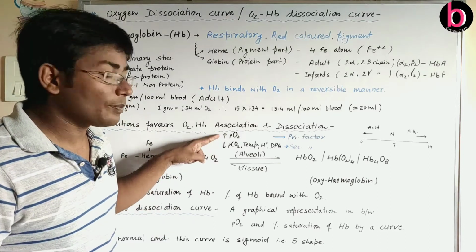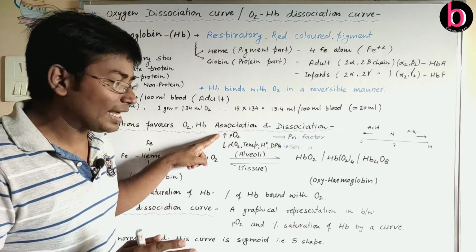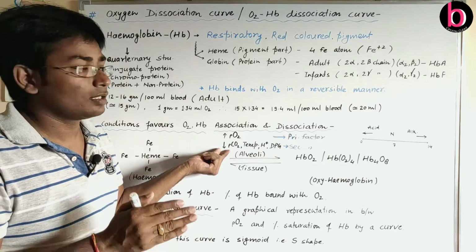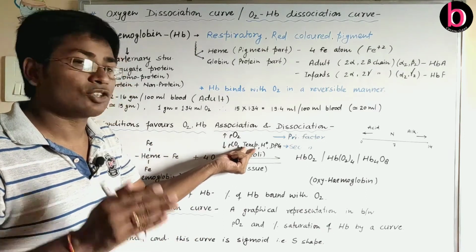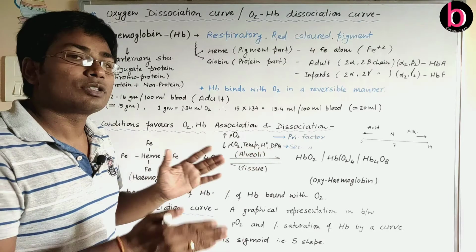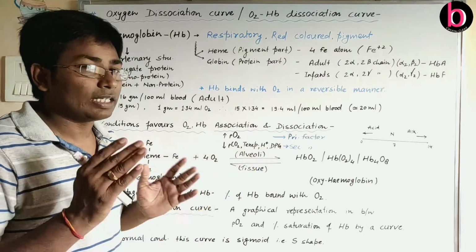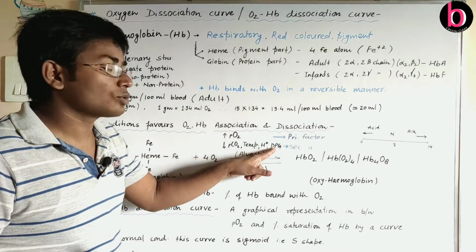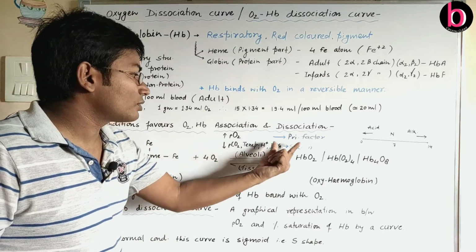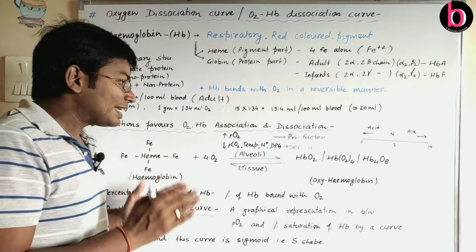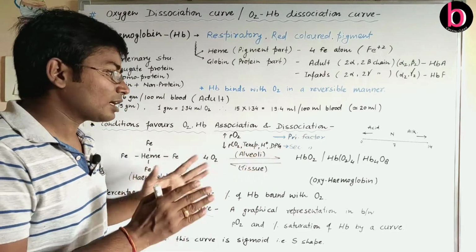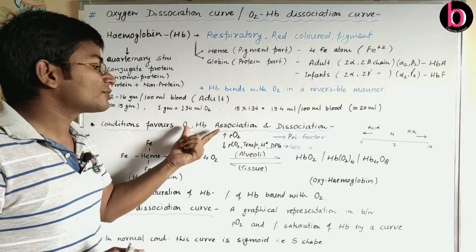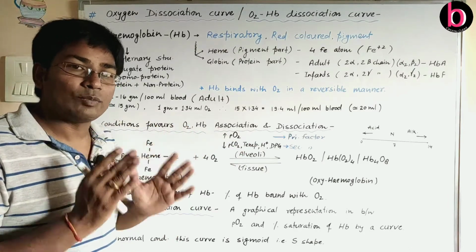Why? Because here partial pressure of oxygen is very high, at the same time partial pressure of carbon dioxide is low, temperature is also low, hydrogen ion concentration is low, and DPG, that is diphosphoglyceric acid, is also low. So all these 4 factors are considered as secondary factors. These are secondary factors that will help in association or dissociation of oxyhemoglobin.